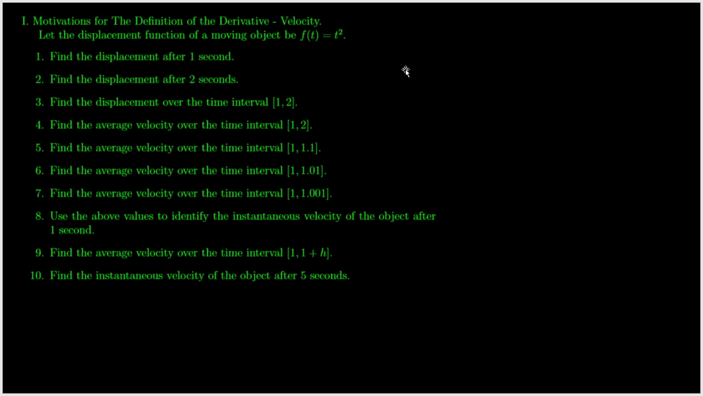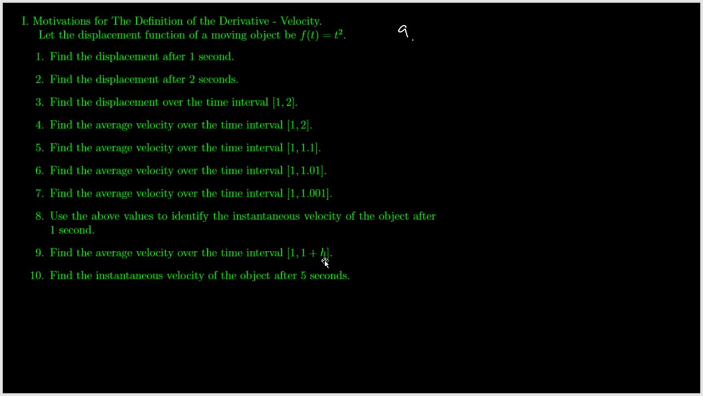Now we are going to work on question number 9. Do not lose track. For question number 9, we are going to compute the average velocity over the time interval from 1 second to 1 plus h seconds. Actually, it's possible for h to be a negative number, but to make it easier, we just imagine h is a positive tiny number.